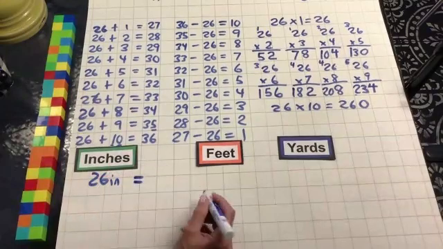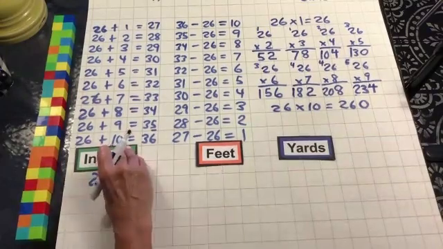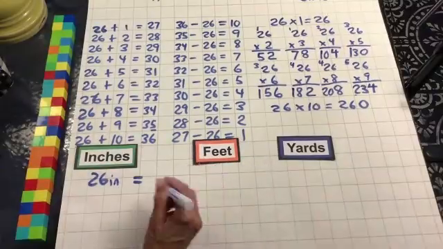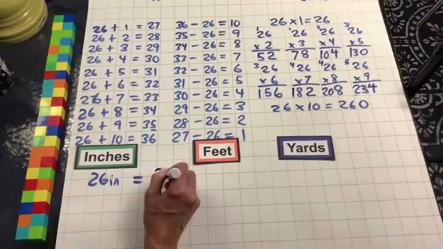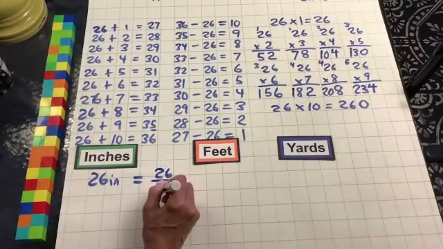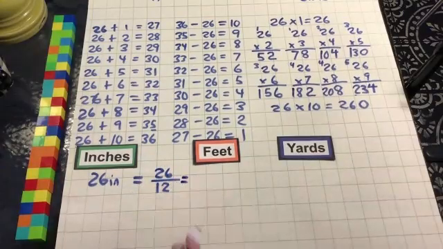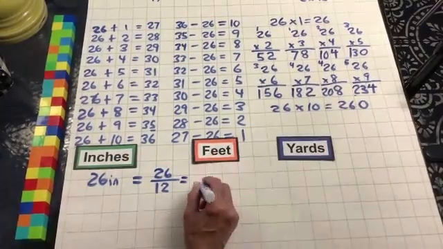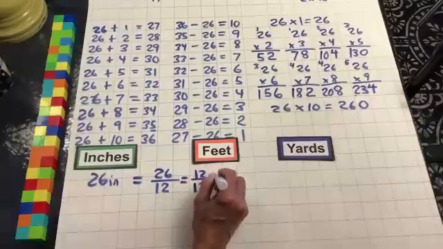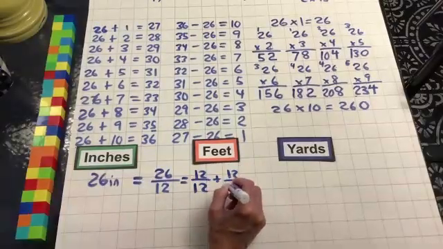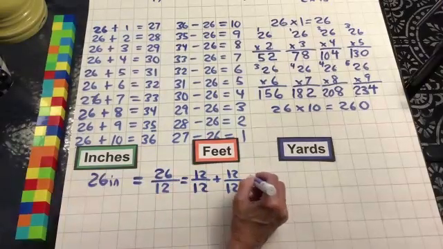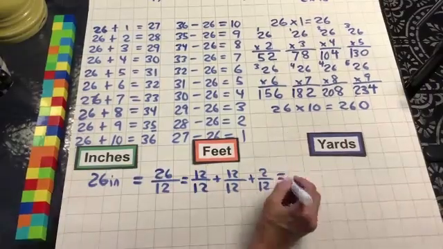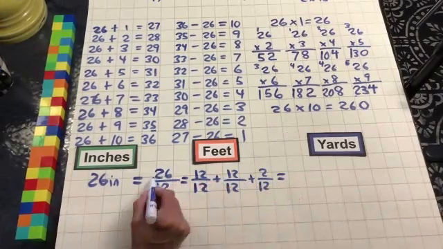And we're going to put this into a fraction form to get our feet. Fractions are division, believe it or not. So we have 26 over 12, since it takes 12 inches to make a foot. So we're going to break this down into 12s to get how many feet we can get out of that. So we have 12 twelfths plus 12 twelfths is 24. And then that would be 2 more twelfths. So we can add these up. 24 plus 2 is 26.